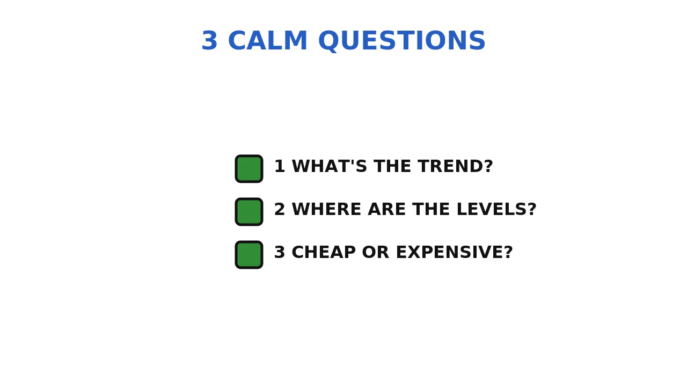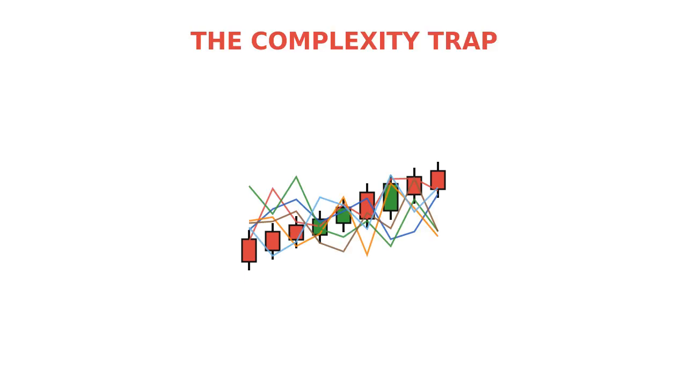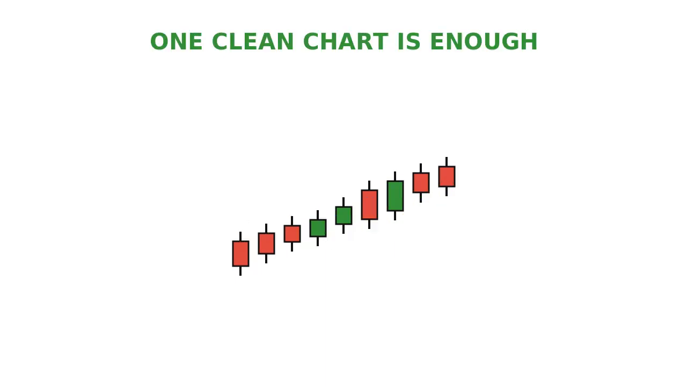Notice what is not on the list. No tangle of indicators. No exotic patterns you had to squint to find. For the vast majority of decisions, a single clean chart, just the candlesticks, with maybe one moving average to confirm the trend, tells you everything those 15 indicators were arguing about, only without the headache. Clarity is not the beginner version of analysis. Clarity is the expert version.